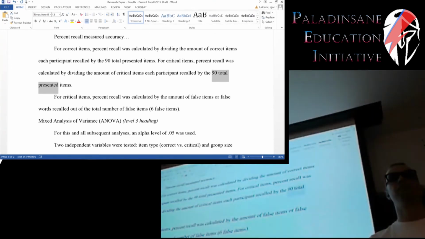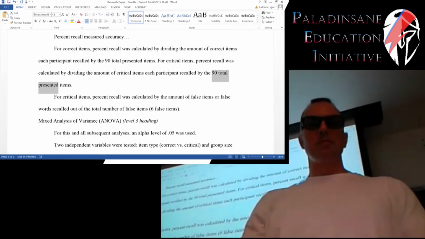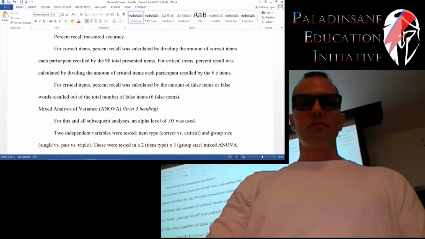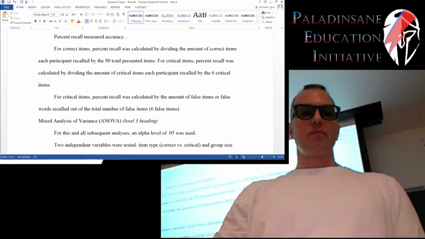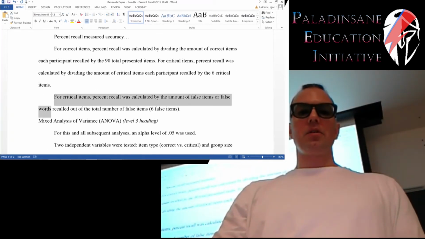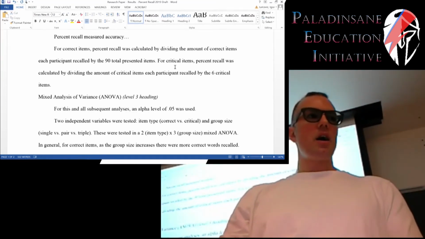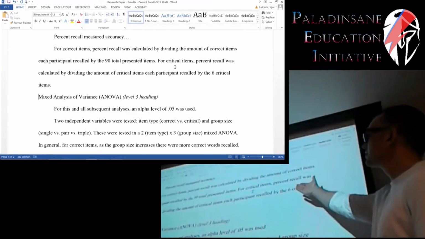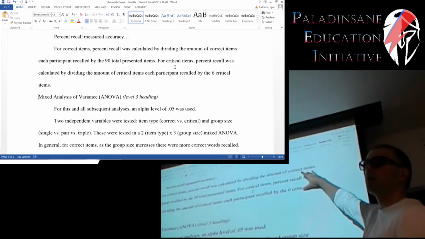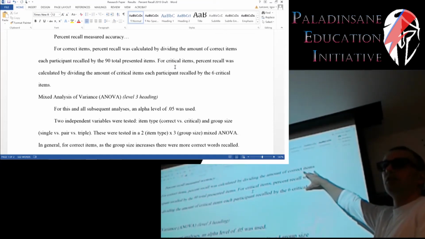Yep. 6 critical items. All right, so we can get rid of this sentence here. And any suggestions on any changes that we might need here? Does that seem good?